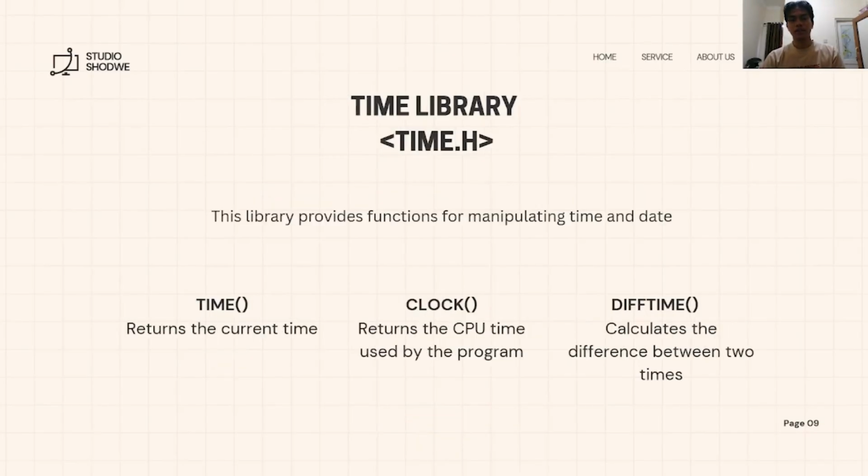Time library, time.h. This library provides functions for manipulating time and date. For example, time returns the current time, clock returns the CPU time used by the program, and difftime calculates the difference between two times. For more information, let's move on to the terminal.